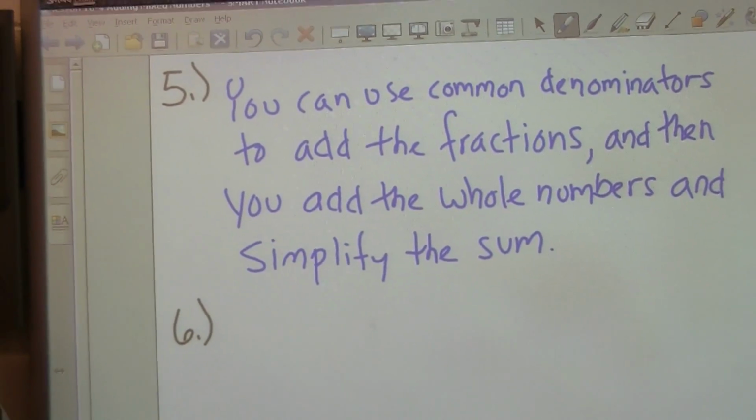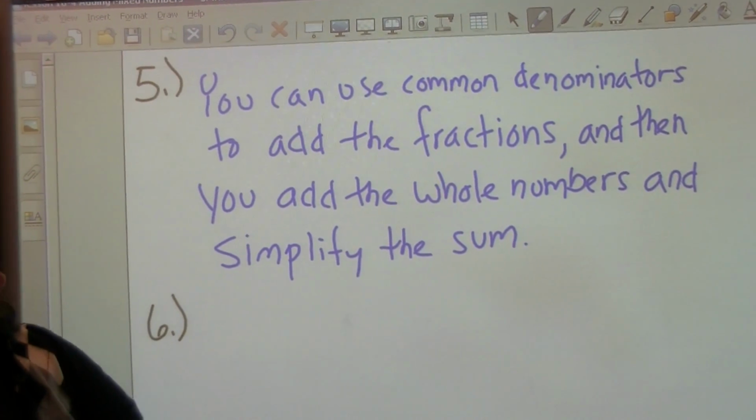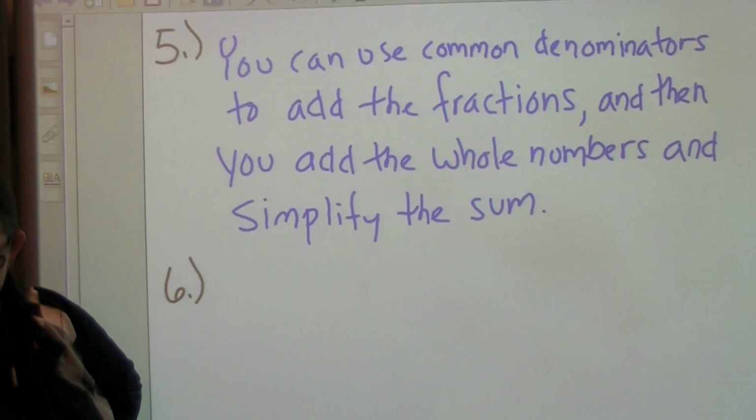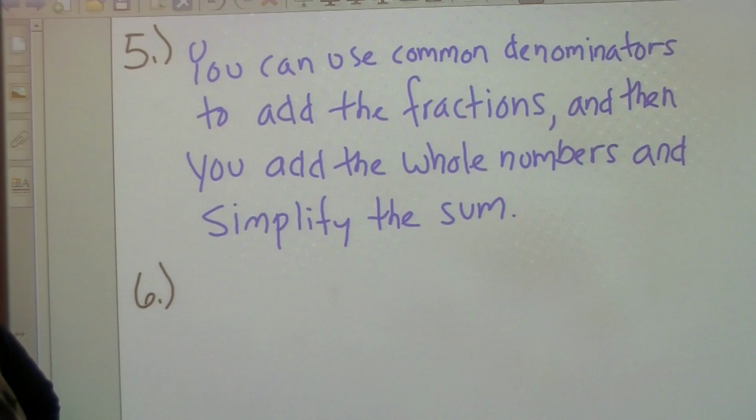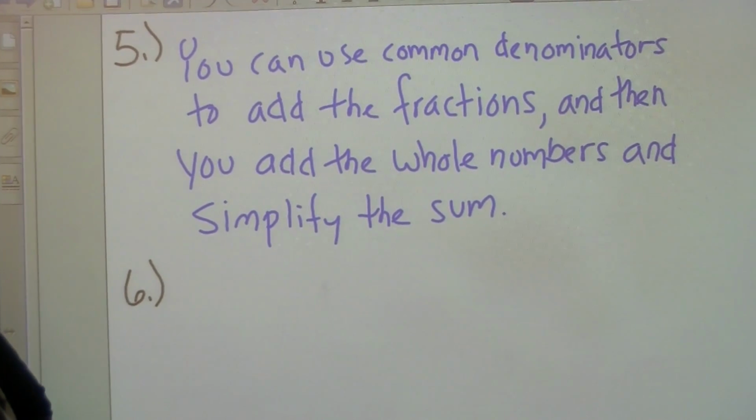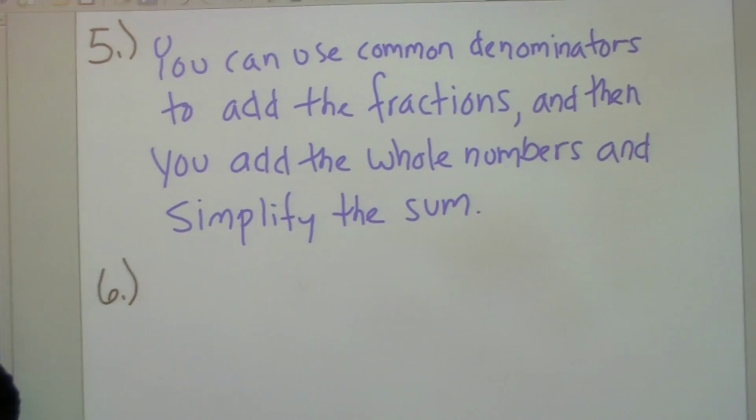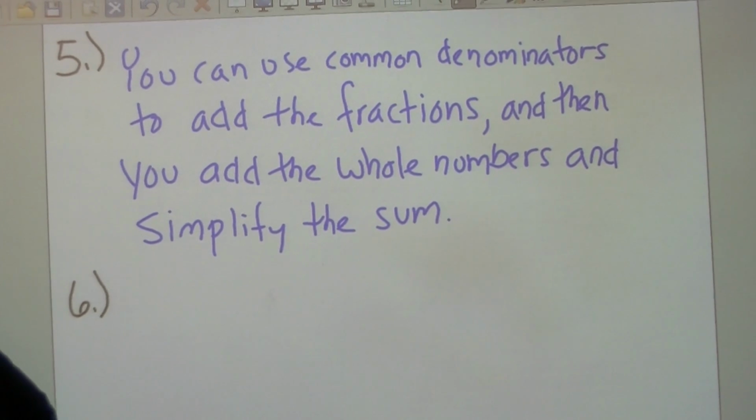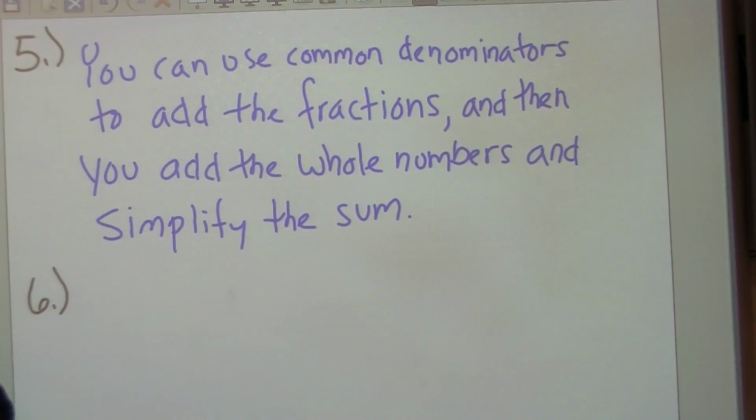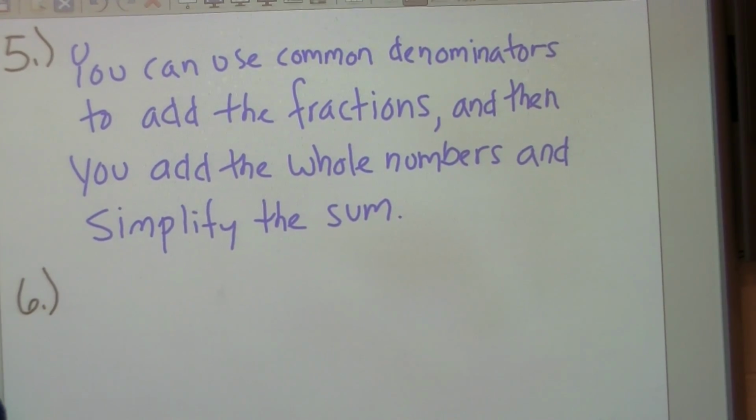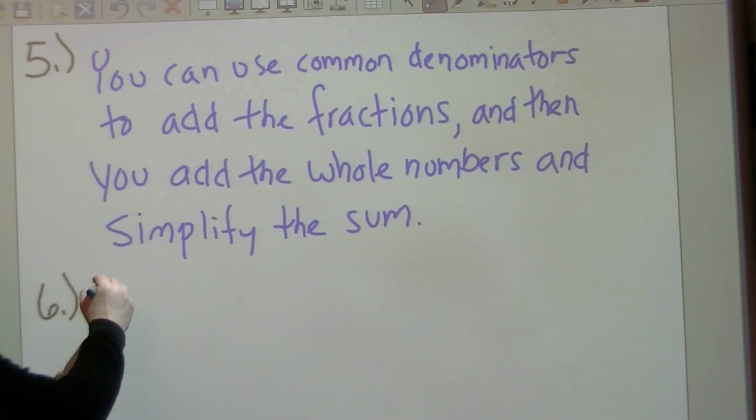All right, number 6 asks us, it says construct arguments. Kyle used 9 as an estimate for 3 1/6 plus 5 7/8. He added and got 9 1/24 for the actual sum. Is his answer reasonable? So his estimate was 9, his answer was 9 1/24. Is that reasonable? Absolutely, yes. They are close.